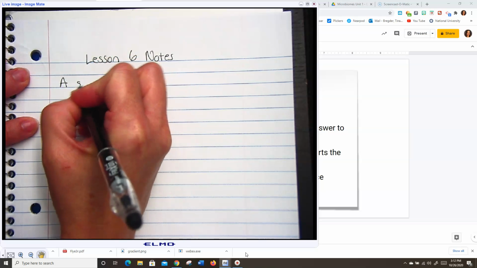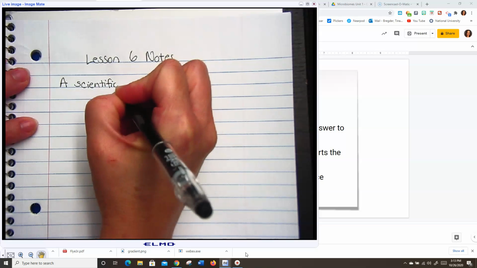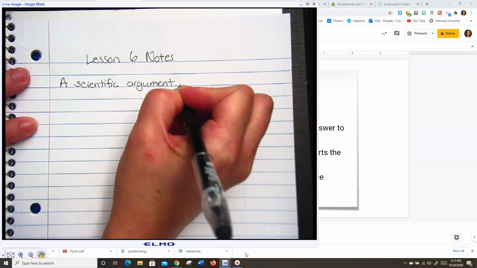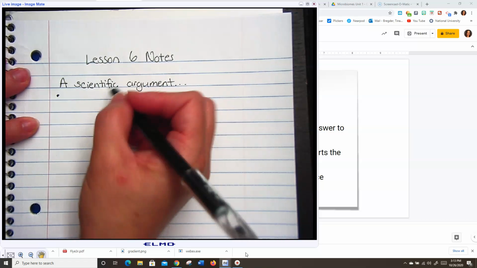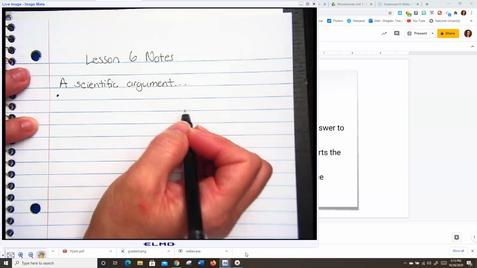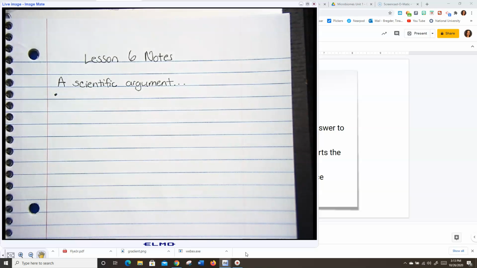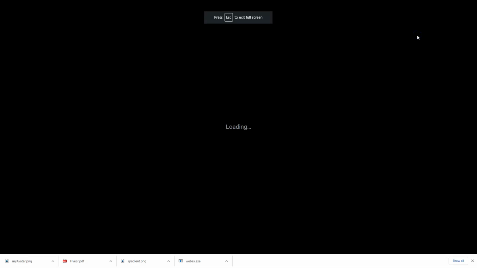So you're going to say a scientific argument, and then you put the 3 dots. And then you're going to bullet point all the notes here. Begins with the question, has claim, evidence, and so on. So I'm going to switch back to the slide while I copy it down with you. That way you can see it in nice writing. So we already wrote a scientific argument. So your next bullet is begins with the question.